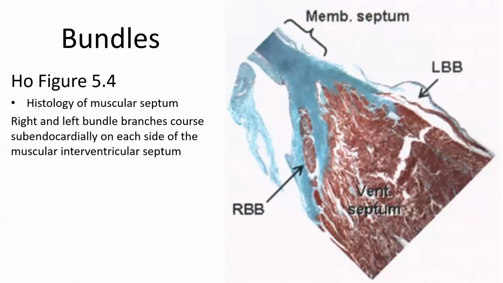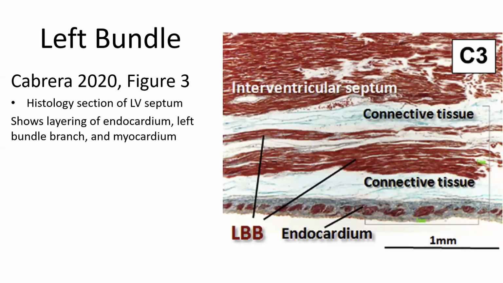This is an okay picture from Ho and Ernst that really shows that right bundle embedded subendocardially and insulated. And this is a kind of a longitudinal section by Cabrera that really shows the left bundle sandwiched subendocardially between and insulated by these layers of connective tissue.